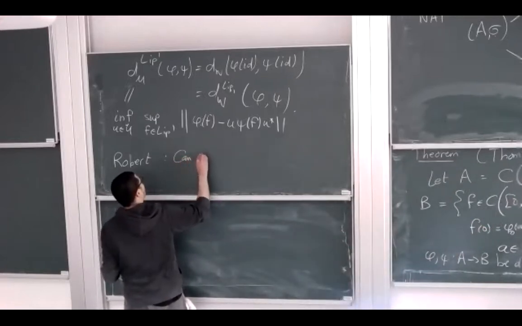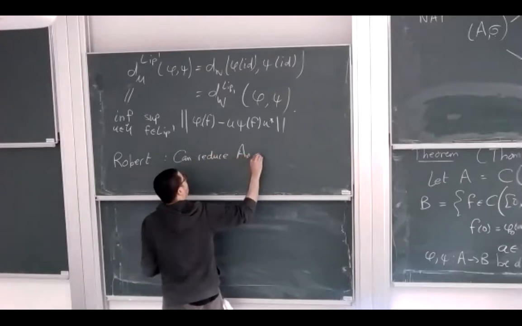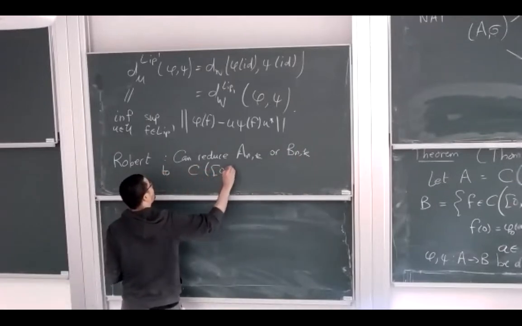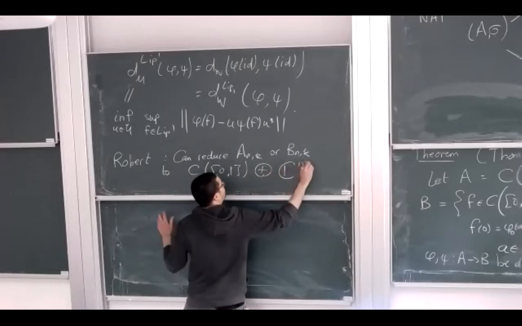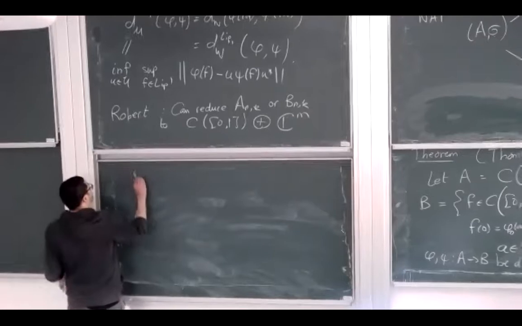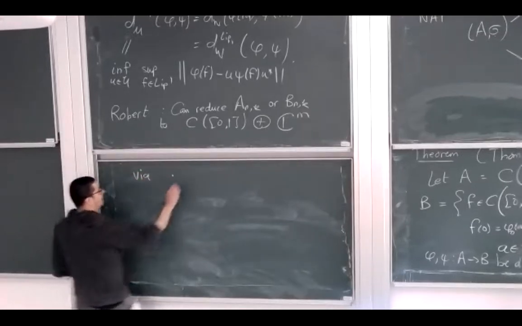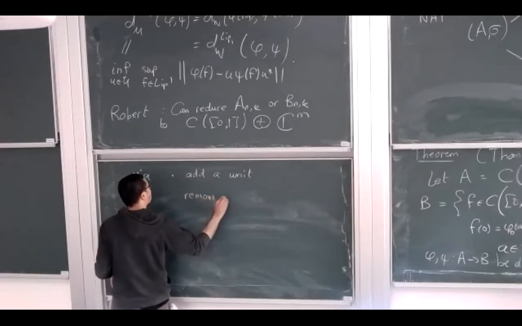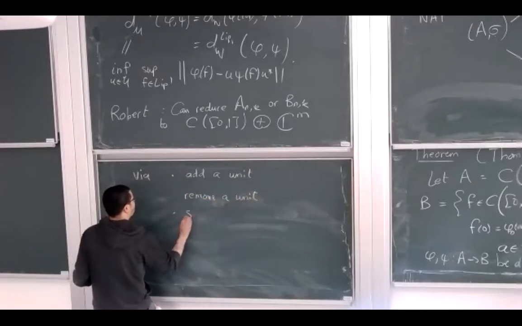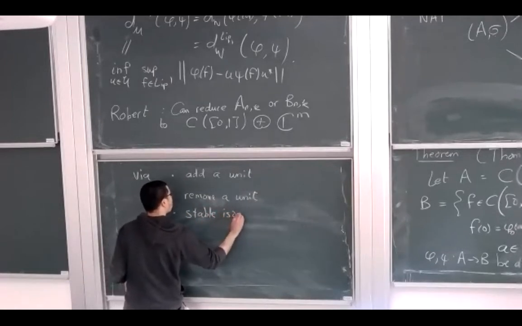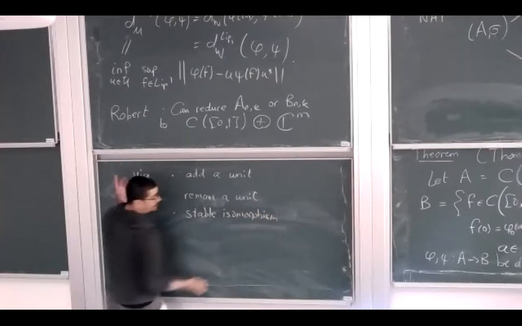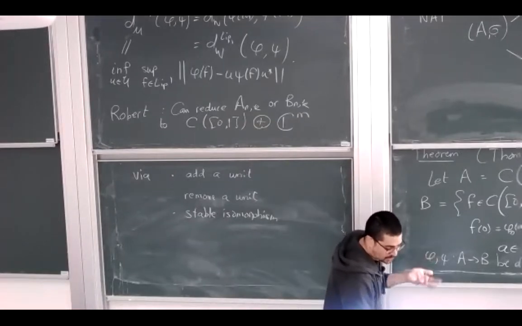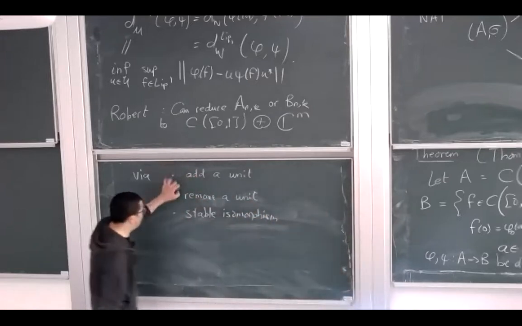So we can reduce A_{n,k} or B_{n,k} to C[0,1], maybe with some copies of C tacked on, via, you're allowed to do one of three things. You're allowed to add a unit, you can remove a unit, or stabilize. So if you read the paper and follow his instructions, applying them to, for example, these two algebras, it'll give you an explicit way of essentially shuffling things around at the endpoint suitably to get via these steps to there.